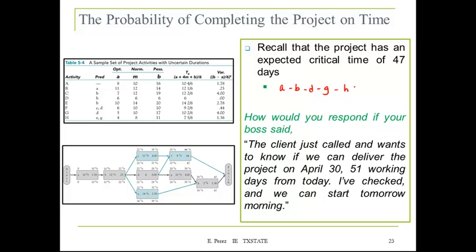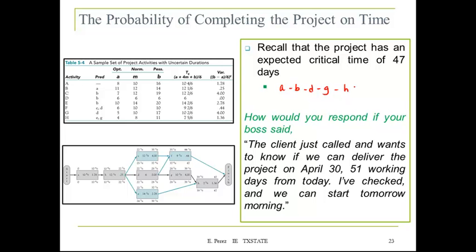So how would you respond if your boss said the client just called and wants to know if we can deliver the project on April 30th? This is basically 51 working days from today. I have checked and we can start tomorrow morning. So you have 51 working days from today, and you can start working on that project right away.